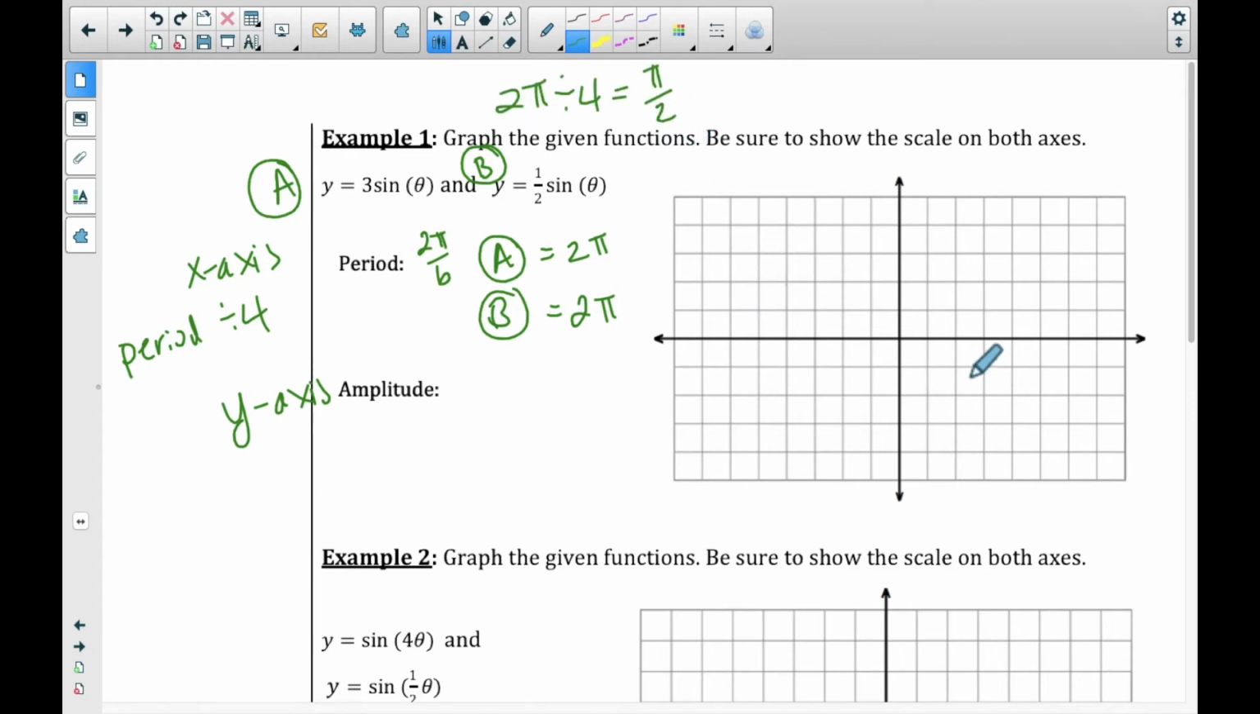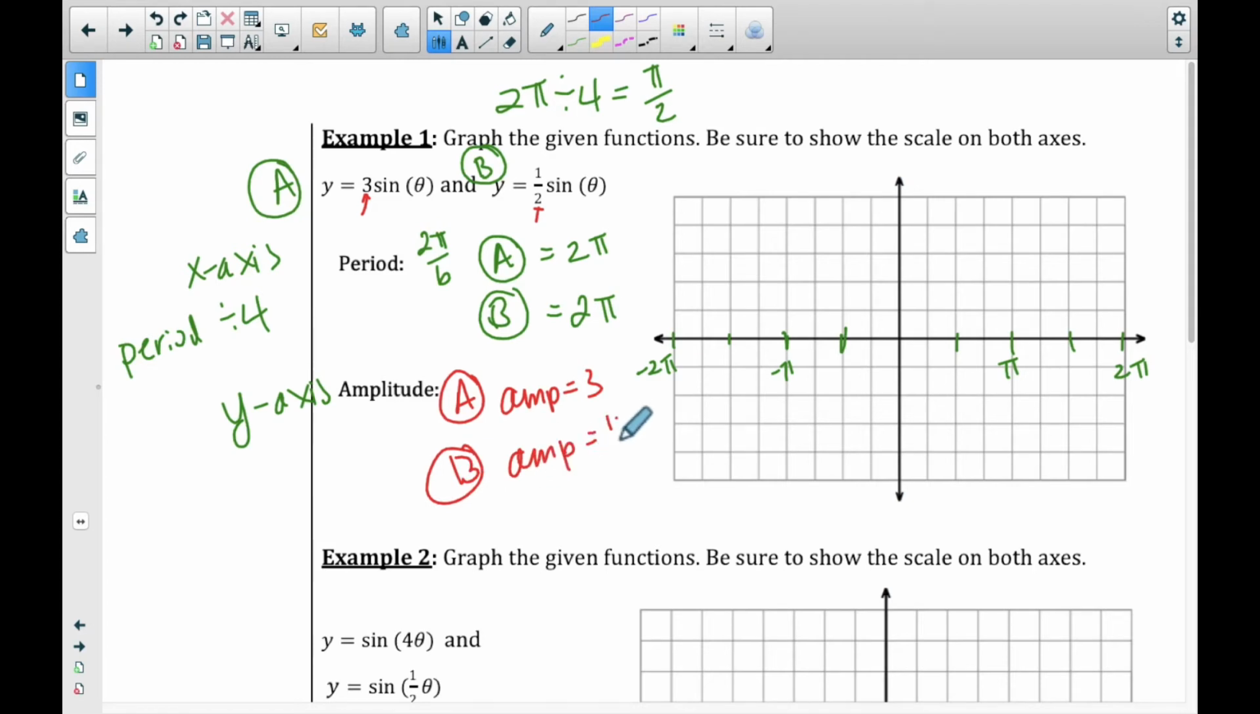So just like on the other graph paper, I'm going to go π over 2, π, 3π over 2, and 2π. So that gives me my x-axis. My y-axis is from the amplitude. The amplitude is the number in the very front, that A. So in this case, my A graph has an amplitude of 3, and my B graph has an amplitude of 1/2. I'm tempted to want to count by 1/2. Let's see. If I did 1/2, 1, 1 1/2, 2, 2 1/2, 3, I think I'm going to stick with that. I know it goes off the graph, but I just feel like that's going to help us see things a little bit better. And of course, I want to go the same way in the negative direction.